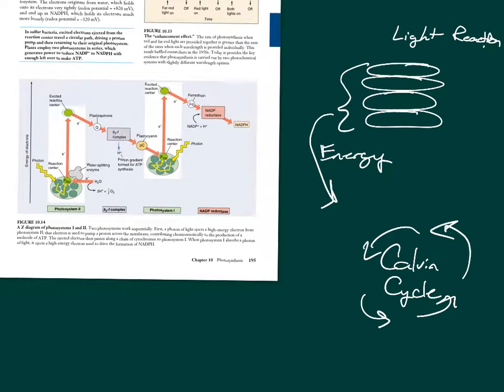Keep drawing it, so you keep it in. This stuff is all happening in the thylakoids up here. The light reactions are all happening in the thylakoids. But what are called the light-independent reactions, dark reactions, or the Calvin cycle, are all happening in that space. What's that space called?